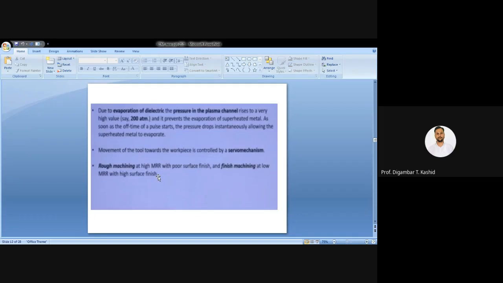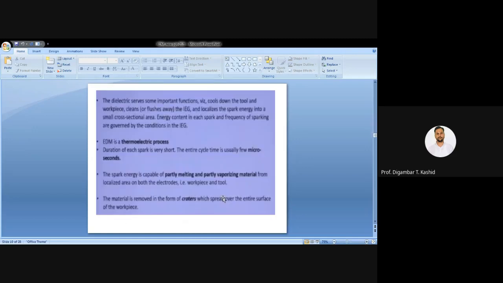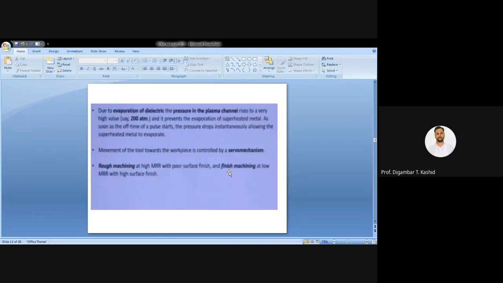Due to the evaporation of the dielectric, the pressure in this plasma channel rises to a very high value, say 200 atmospheres, and it prevents the evaporation of the superheated metal. As soon as the off time of your pulse starts, the pressure drops instantaneously, allowing the superheated metal to evaporate.